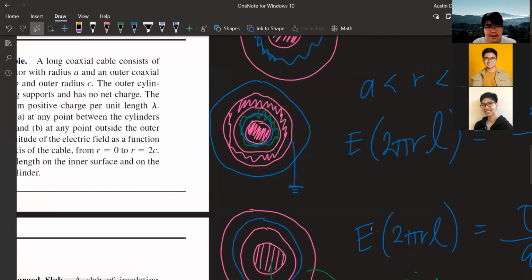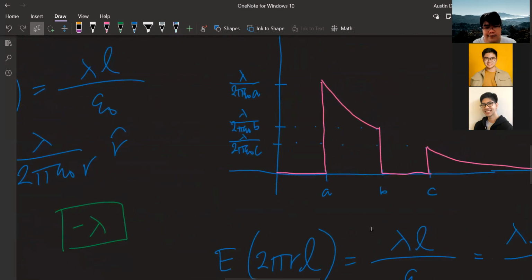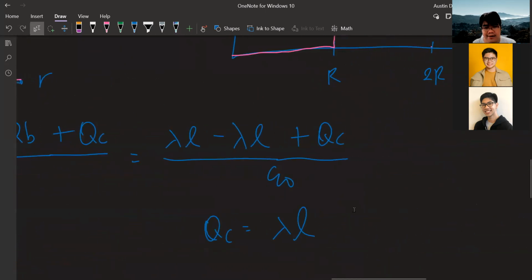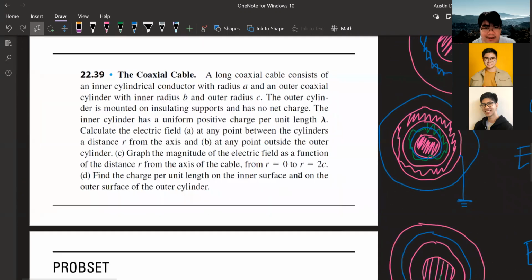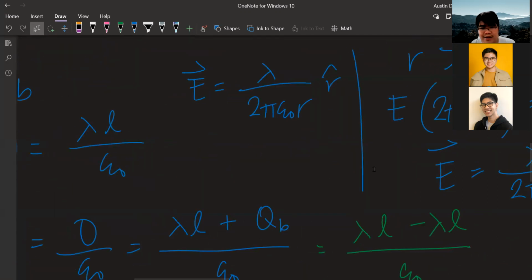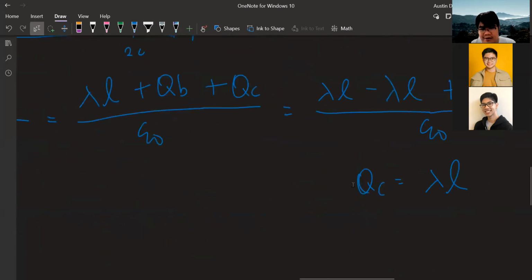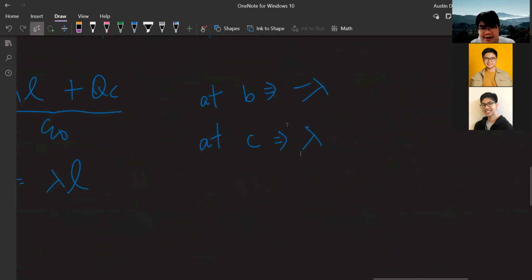Okay? And we have to evaluate our answer at B. Meron siyang negative lambda. At C, meron siyang positive lambda. Ano yung inscription natin? Ano yung sinabi sa atin? The outer cylinder has no net charge. Net charge, which is the total charge. So, kung i-add mo yung charge densities nila, 0. Okay? Tama yung sagot natin.